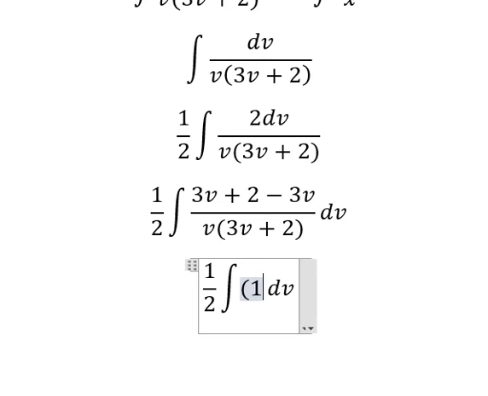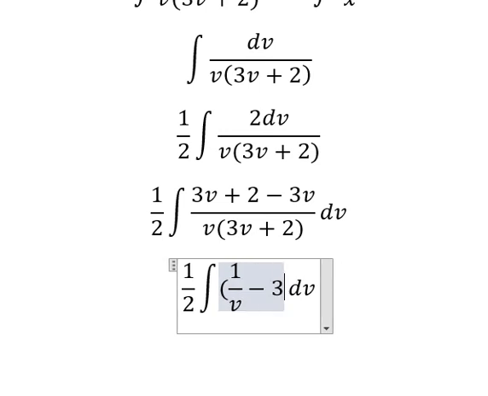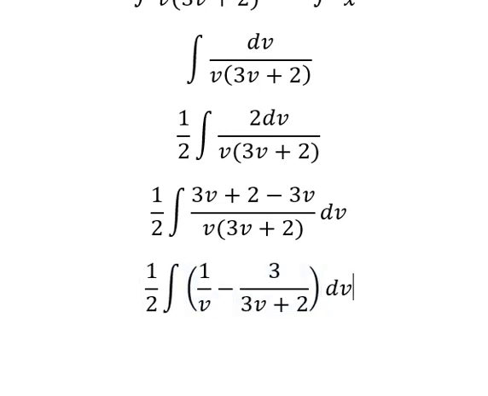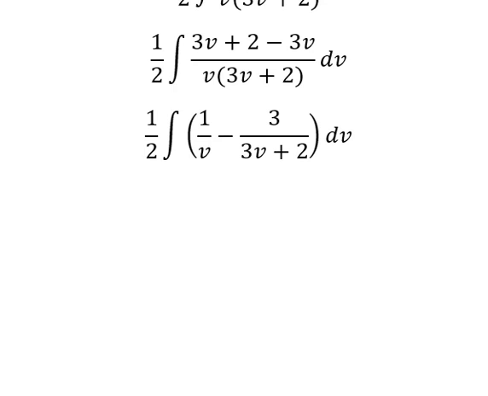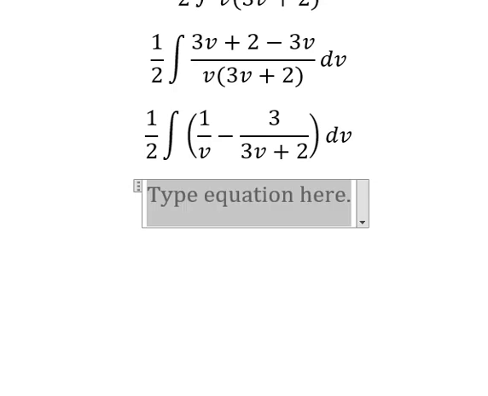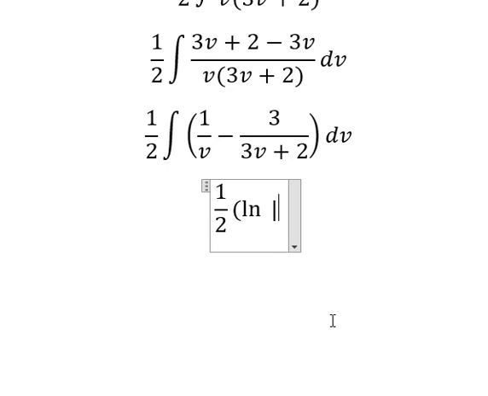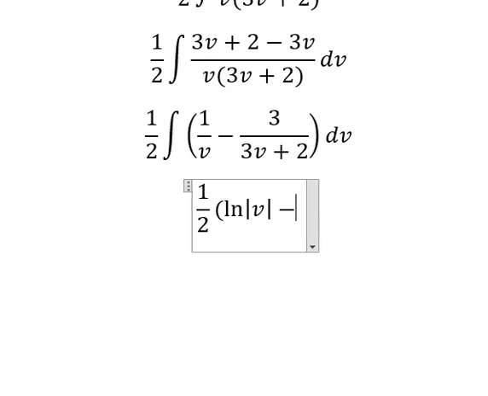So we have 1 over v minus number 3 over 3v plus 2. And now we have the final answer. The integration of this one, we have ln of the absolute value of v. The second one.